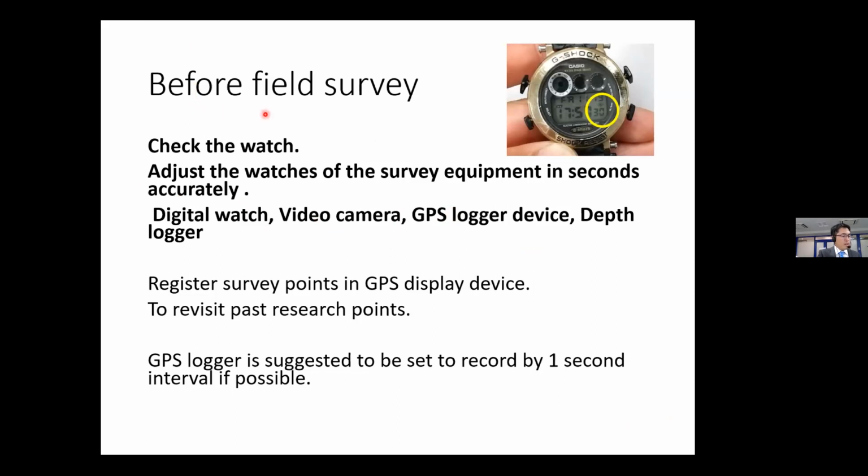Before the field survey, please always check your watch. You must adjust the watches of the survey equipment to second accuracy. Check your watch and video camera, GPS, and in the case of NPEC, the depth logger. You should register survey locations on the GPS display device before going to the sea. The GPS logger is suggested to be set to record at a 1 second interval if possible.